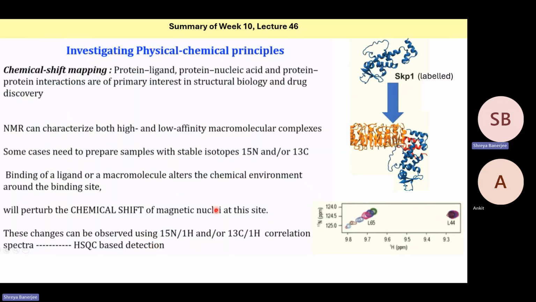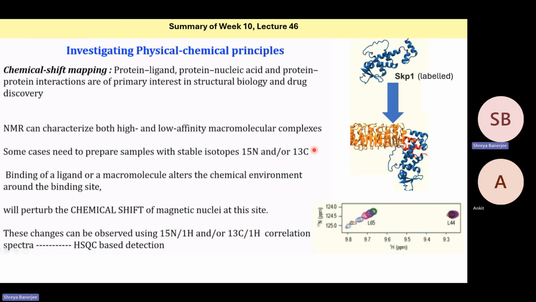So one of the techniques by which this binding of protein and ligand can be studied through NMR is chemical shift mapping. So protein ligand, protein nucleic acid, or protein protein interactions are the ones which we are interested in studying, because these are the interactions that lead to different diseases and if we can cause the drug molecule to bind with the target protein or nucleic acid, we might be able to prevent these diseases. So NMR can characterize these interactions from KD values of millimolar to nanomolar, as we have seen in the previous class.